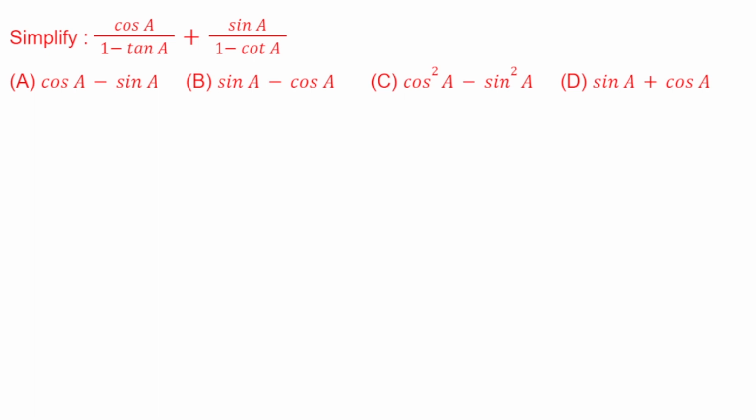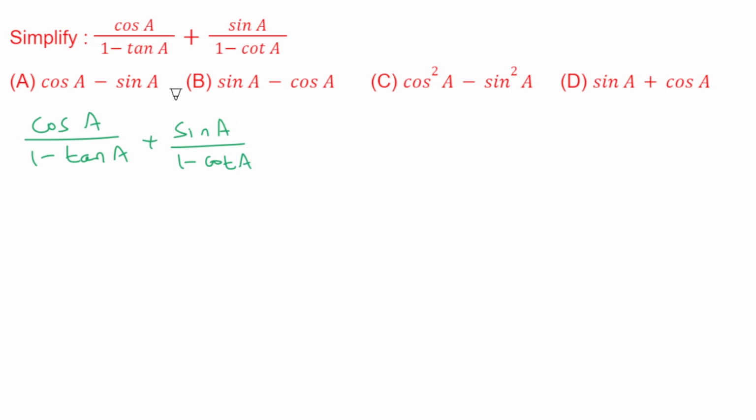In this video, we are going to solve a trigonometric problem. So the question is, simplify cos A over 1 minus tan A plus sin A over 1 minus cot A. There are four options given, and among these, one option is right. Let's begin. So the question is, cos A over 1 minus tan A plus sin A over 1 minus cot A. This is the question we have been given.